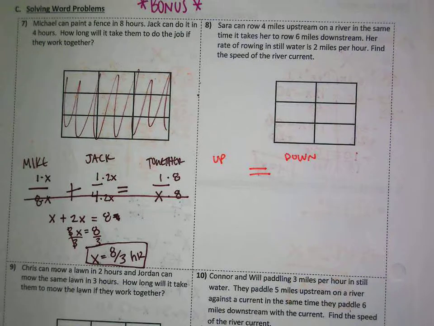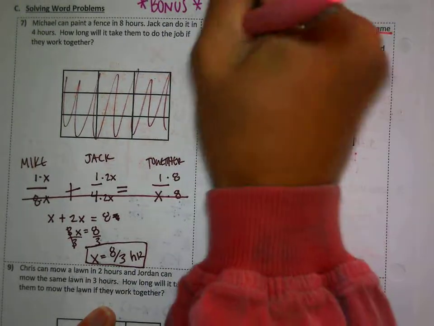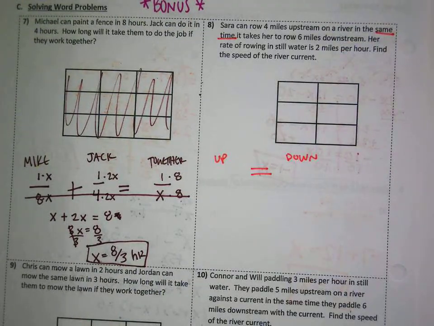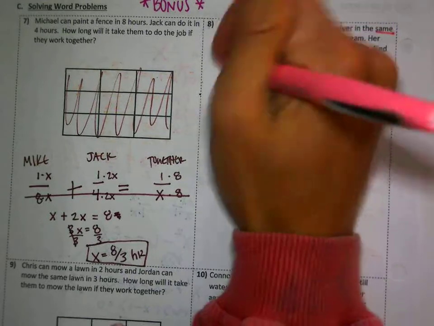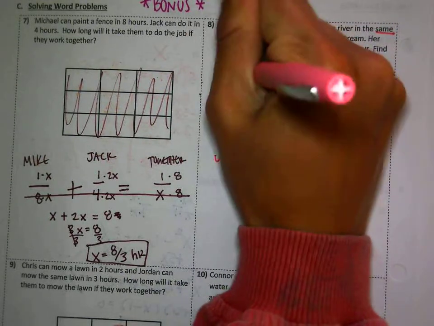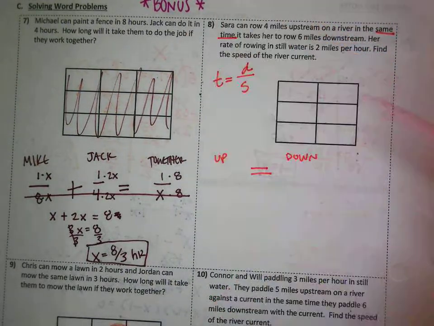It's not the distance, because upstream she's going 4, downstream she's going 6, right? So what is equal? Time. Very good. The time is the same. I know, it's really annoying. The time is the same. And so if you think back to physics, time is the distance over speed.